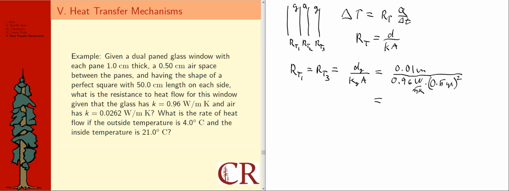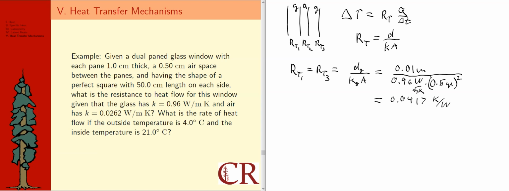And in my calculator, the number that I get for this result is 0.041, and then it's like 6 repeating. Maybe I could just write it as 0.0417. And I think we saw last time this was kelvins per watt was the appropriate unit for this.